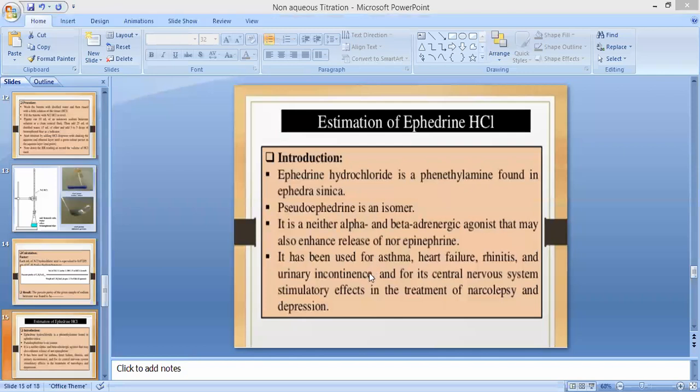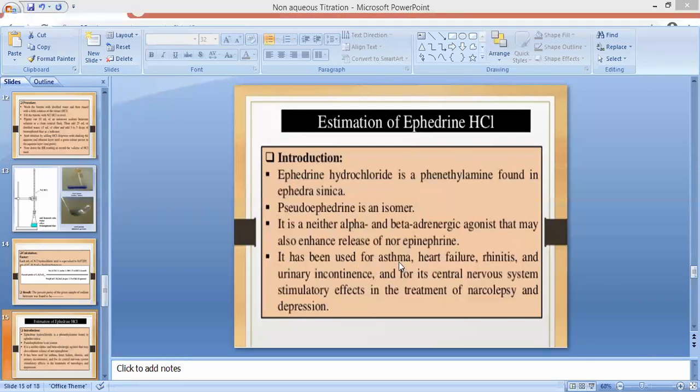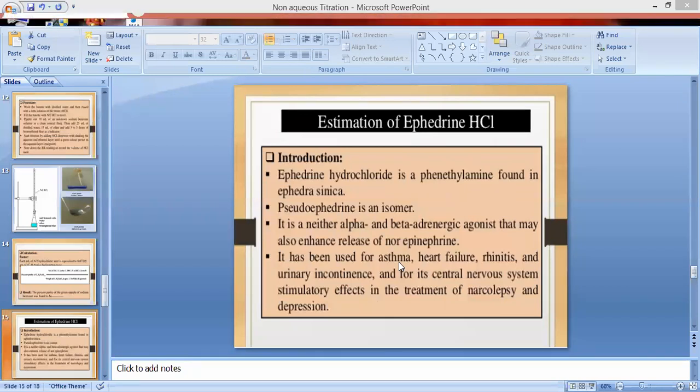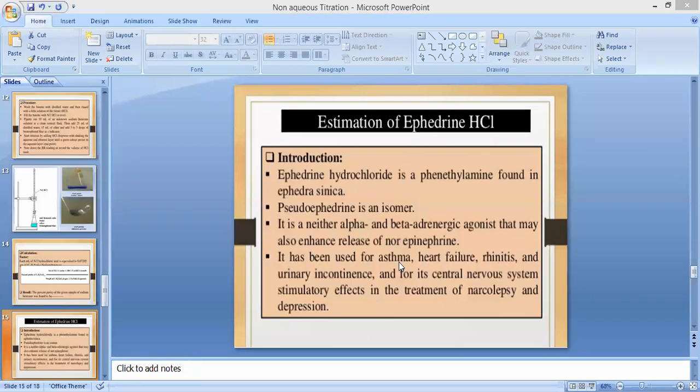So these are the uses and pharmacological actions of ephedrine hydrochloride. It is particularly used in the treatment of asthma, heart failure, rhinitis, urinary tract infection, and as a CNS stimulant. Since it enhances the release of norepinephrine, it is used as a stimulant.